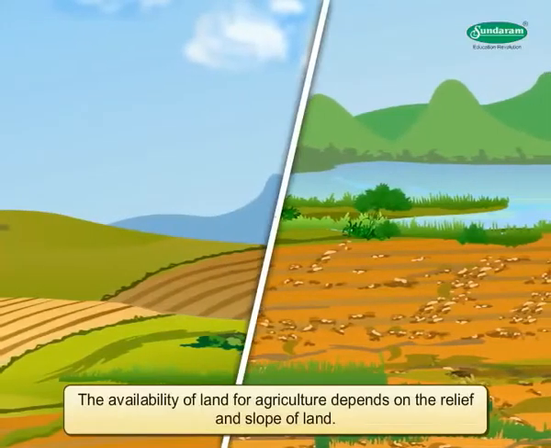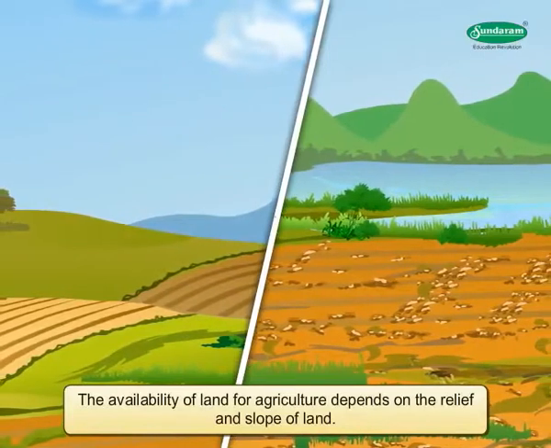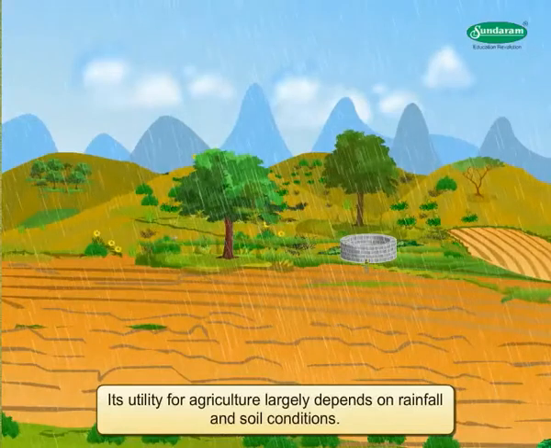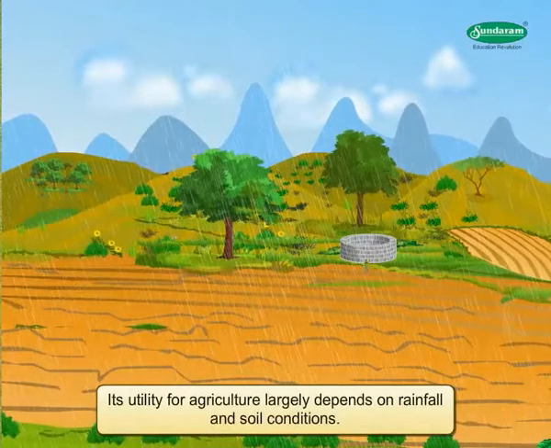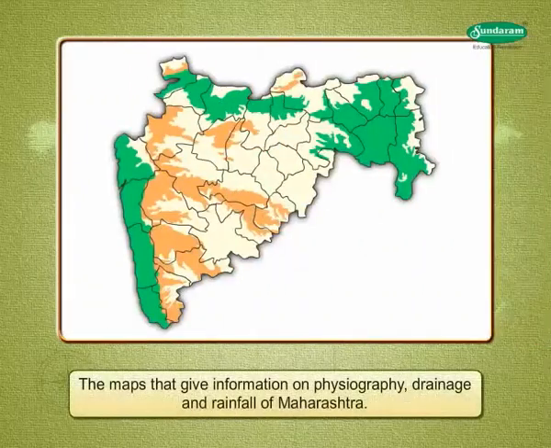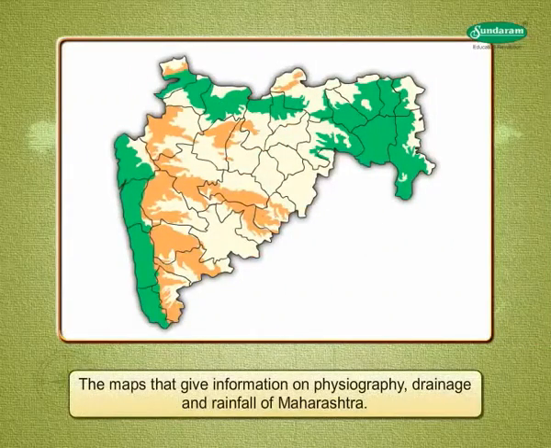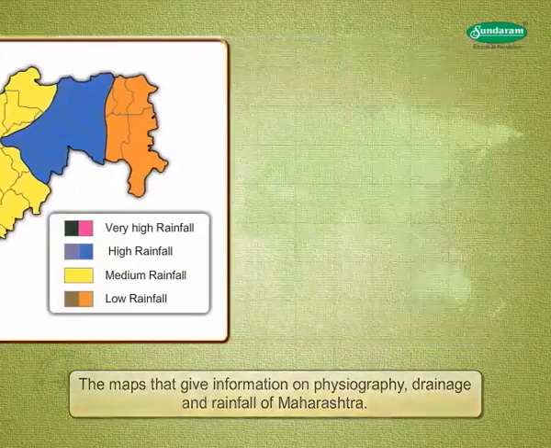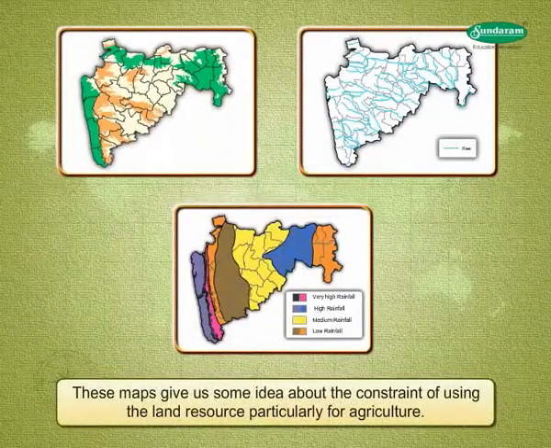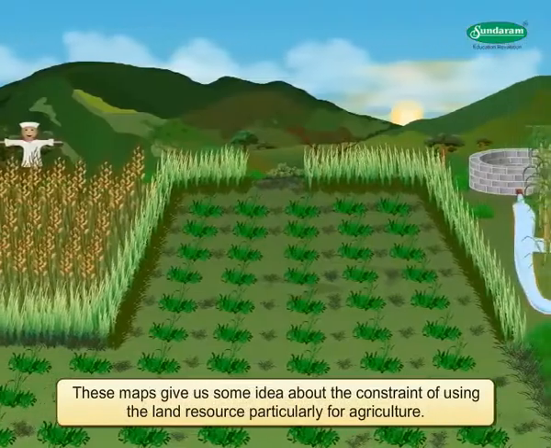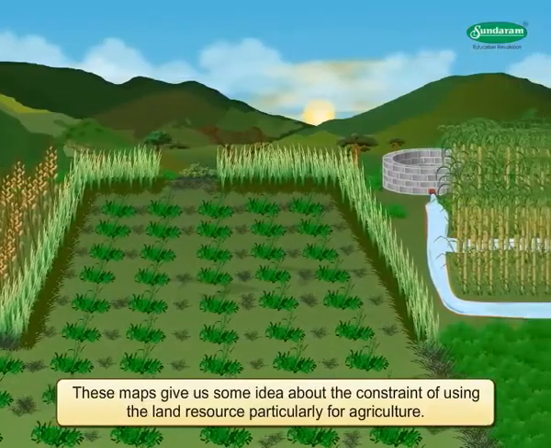The availability of land for agriculture depends on the relief and slope of the land. Its utility for agriculture largely depends on rainfall and soil conditions. Here are the maps from the previous chapter that give information on physiography, drainage, and rainfall of Maharashtra. These maps give us some idea about the constraints of using the land resource, particularly for agriculture.